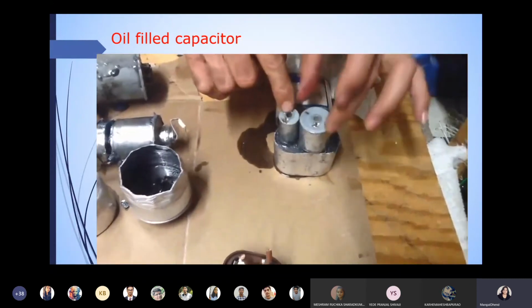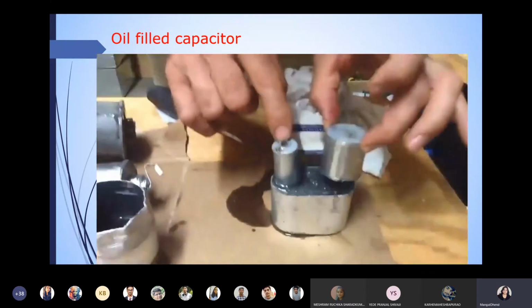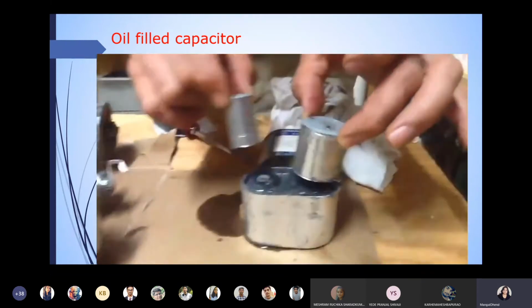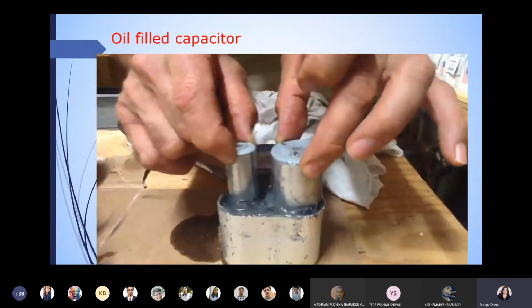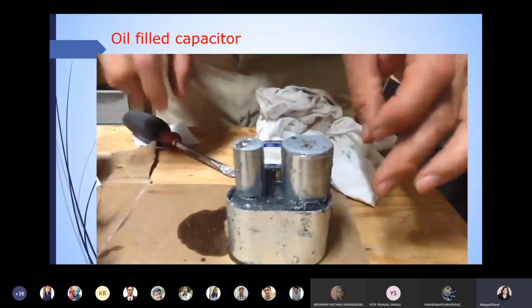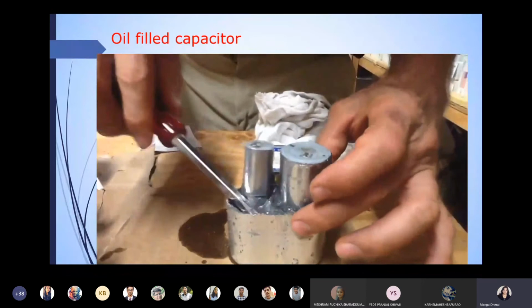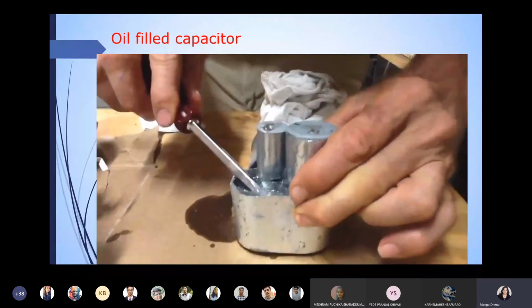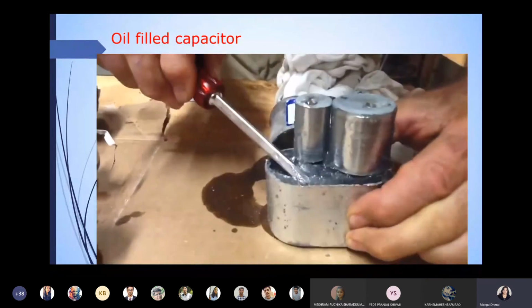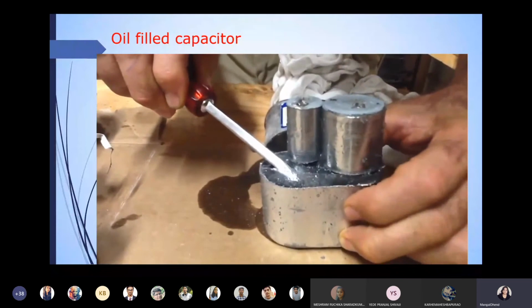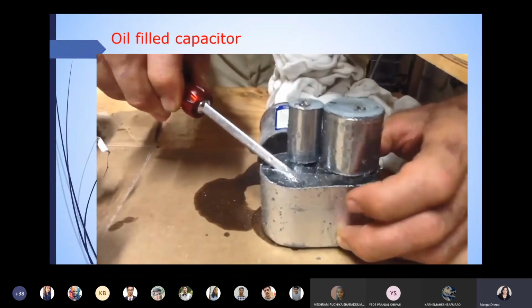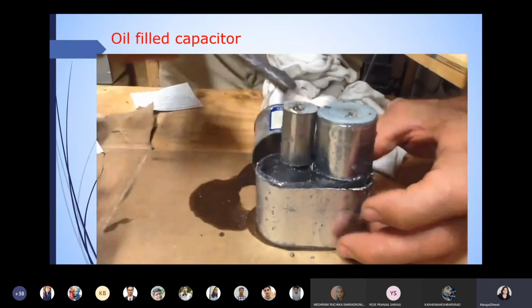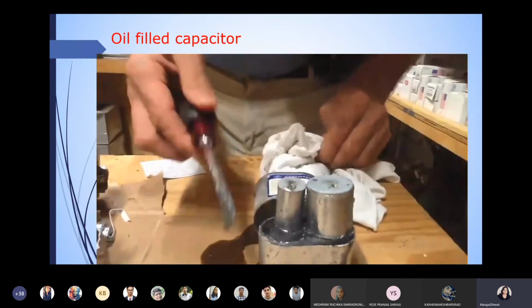Okay, I want you to see how the two capacitors are inside this capacitor here. We just basically cut it in two. It's floating in an oil. And another thing I want to point out to you, it's got a plastic cover. See the plastic shield? Because the can is metal, it has to be insulated between the metal and the capacitor and the oil. This is a non-conductive oil, I'm sorry.